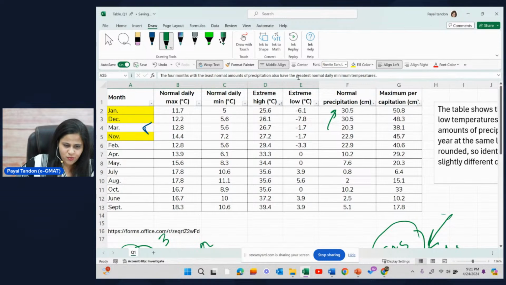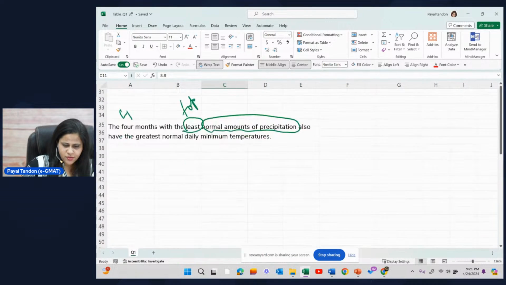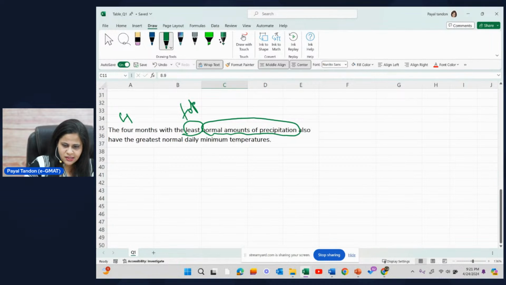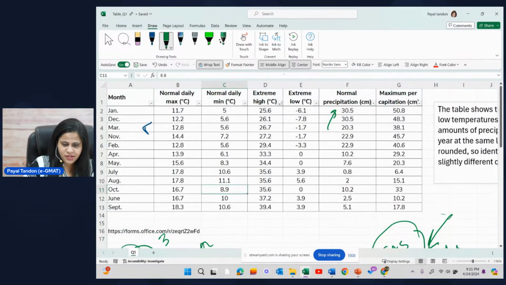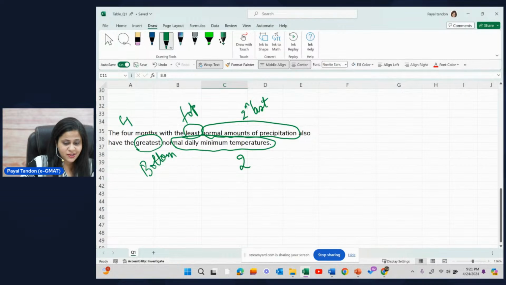Okay, and I'm going to remove the highlighting here. All right, so my second last column. So I go back here. This is my second last column. Okay, also have the greatest, which means that these will appear on the bottom when I sort it. Normal daily minimum temperatures. Normal daily minimum temperatures are in column number 2. Okay, so I write this down, column number 2. So second last, top, second column, bottom. If these are matching for all the 4 entries, then we are good.